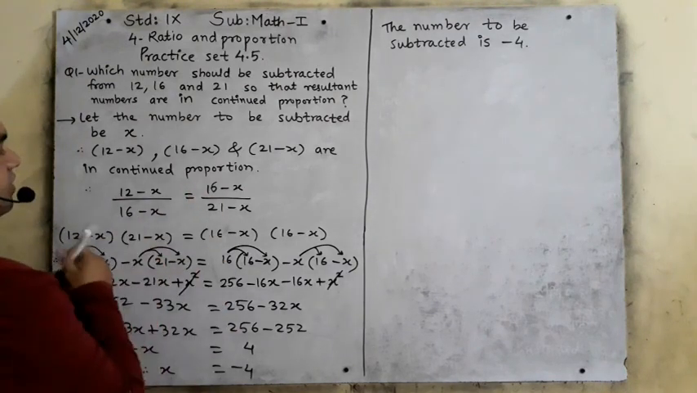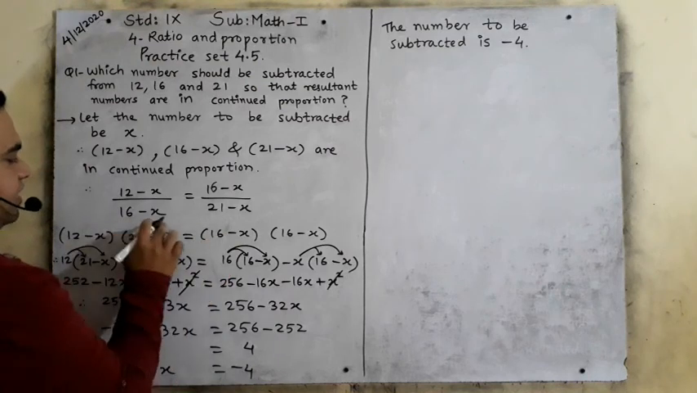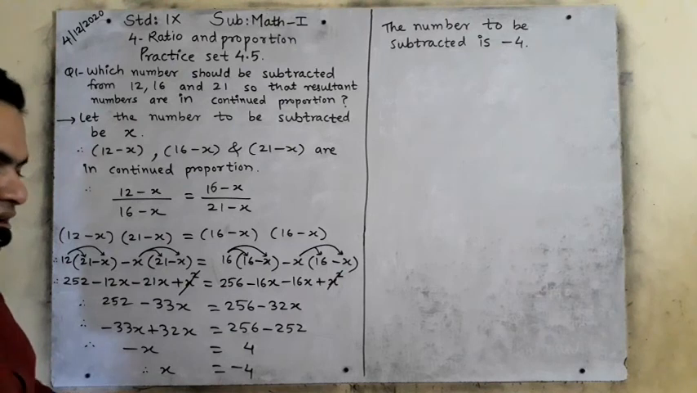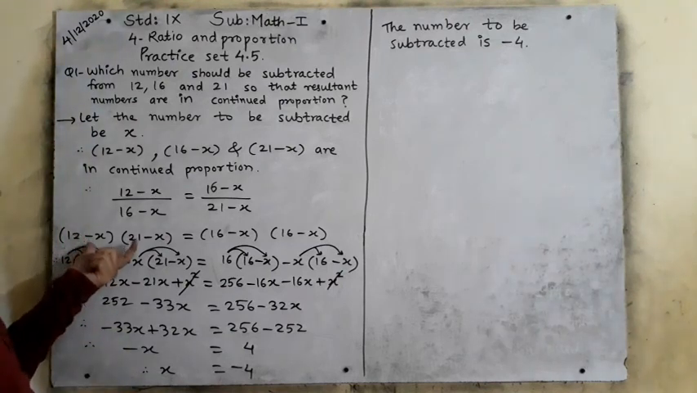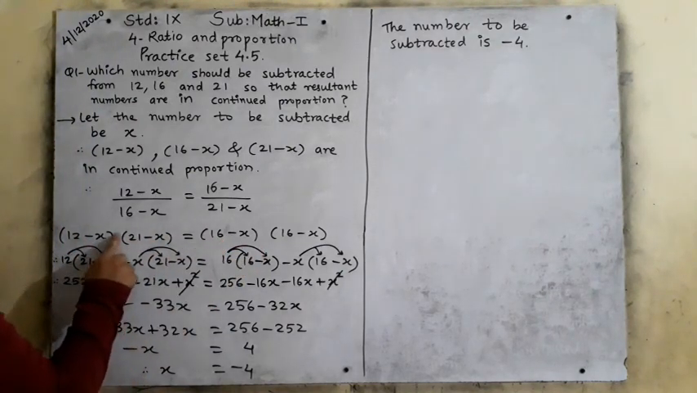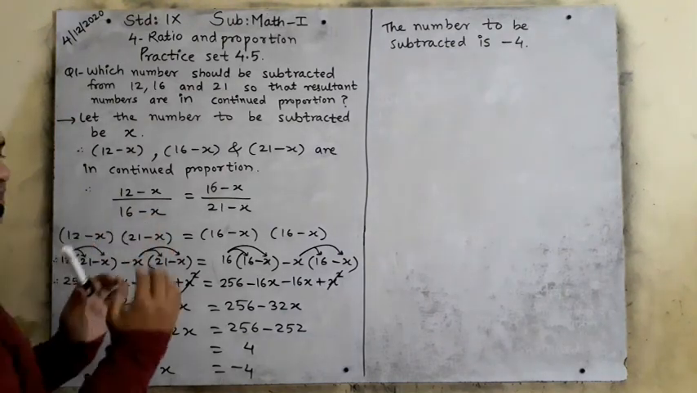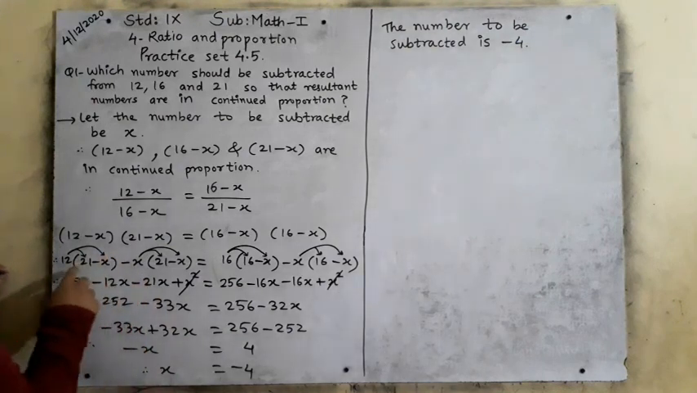It is B multiplied by B. It means 16 minus x will multiply to 16 minus x. I have taught you in previous classes, whenever there are two brackets and no sign between them, it means it is multiplication. Bracket means multiplication.